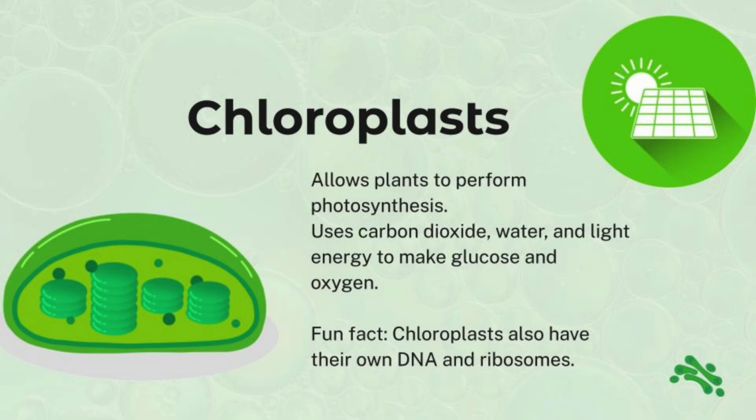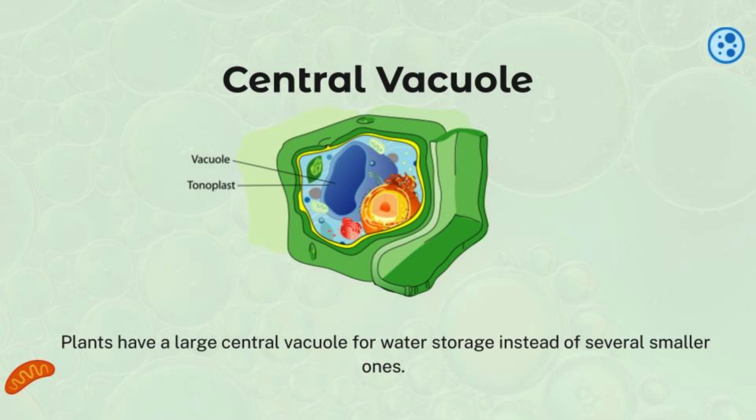Chloroplasts allow photosynthesis to occur in plants, using carbon dioxide, water, and light to make glucose and oxygen. They're green because of the chlorophyll inside of them. And fun fact, these also used to be their own organisms, so they have their own DNA and their own ribosomes.